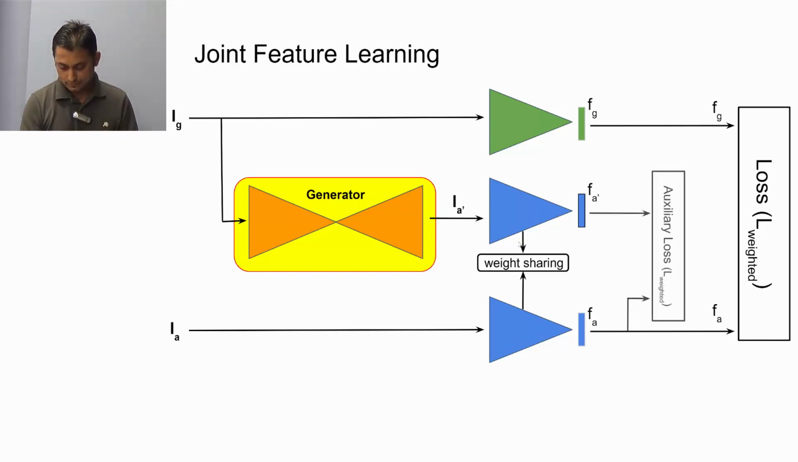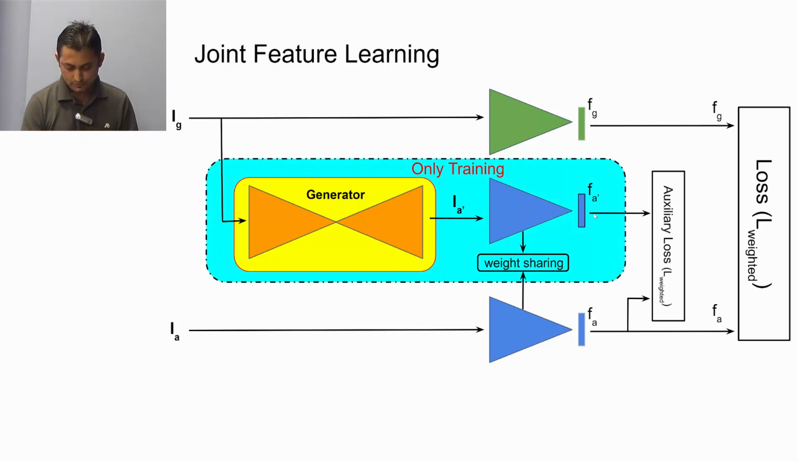We train this network together with the auxiliary loss and the original loss. The objective of using the auxiliary loss here is that we are only using feature FA prime to bring the feature FA closer to FG, and ultimately our objective is to bridge the gap between FG and FA. This is used only during training, and so we use features FG and FA during testing.